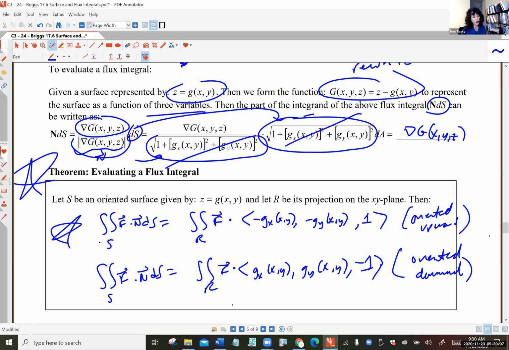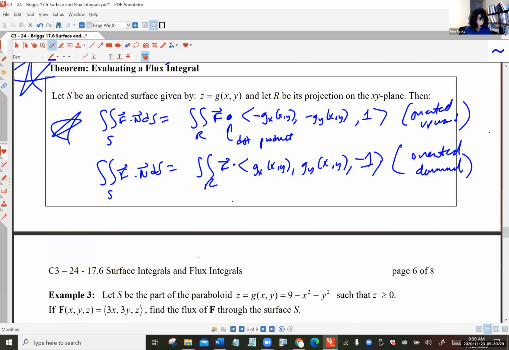And that's basically what I'm going to use for the next problem. Okay, so flux integral. And yes, you have to take a dot product here. That is a dot product, not a regular multiply. So you're taking the dot product of two vectors.